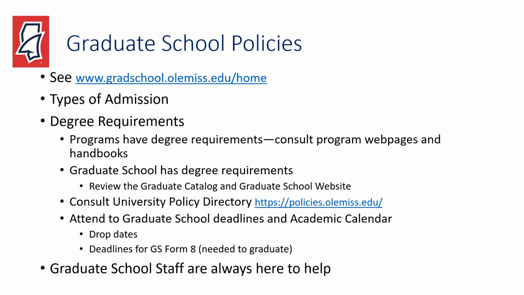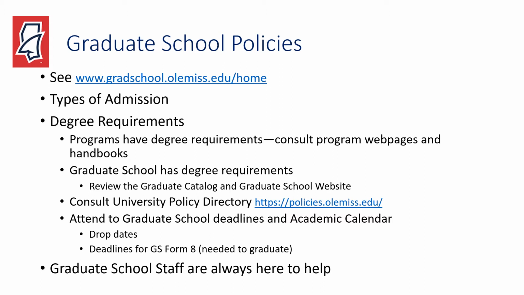The program degree requirements are usually found on the program web pages and in program handbooks. Please consult those to understand the specific program degree requirements. In addition to degree requirements set by programs, the graduate school also has degree requirements. You should review the graduate catalog and the graduate school website to understand the degree requirements.